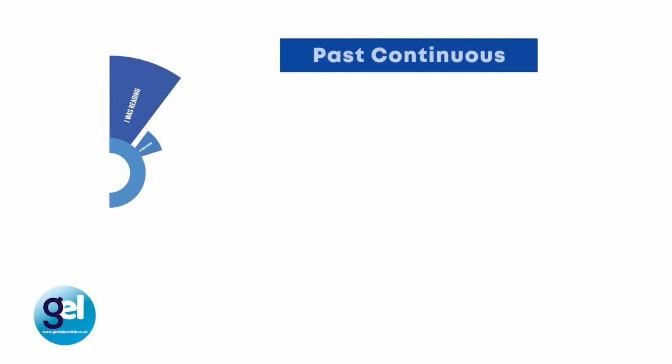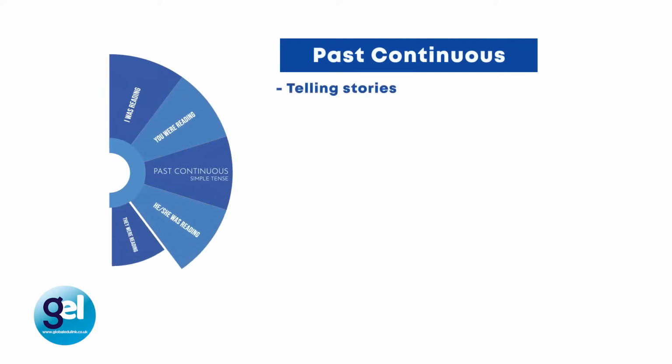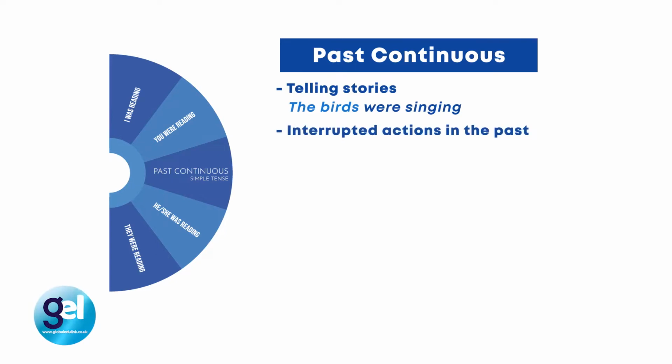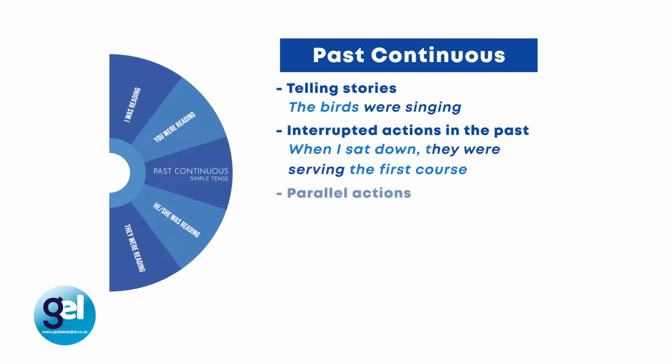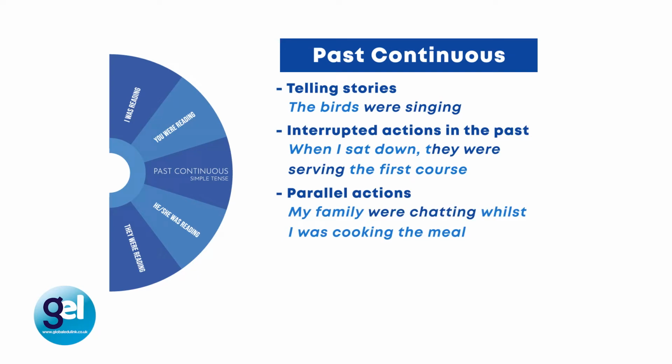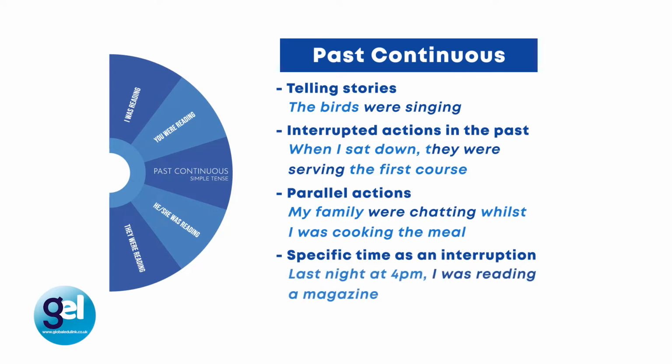So when do we use it? We use the past continuous when we're telling stories. The birds were singing. With interrupted actions in the past. When I sat down, they were serving the first course. With parallel actions. My family were chatting whilst I was cooking the meal. And at a specific time as an interruption. Last night at 4 p.m, I was reading a magazine.